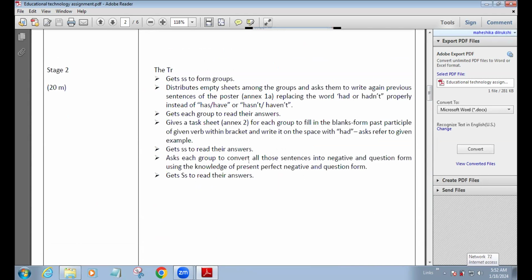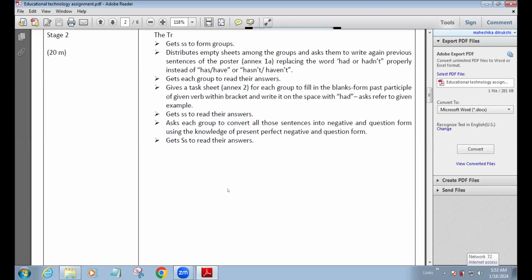Ask each group to convert all those sentences into negative and question form using the knowledge of present perfect negative and question form, because they can compare with the present perfect negative and question form and convert all these sentences in Annex 2 into negative and question form. Get students to read their answers.